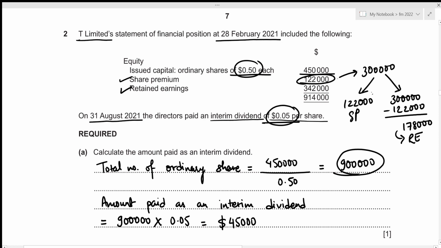So these two amounts of 122,000 and 178,000 will be recorded in our journal on the debit side, because these are the sources from which our issued share capital is being funded. And the headings under which these amounts will be recorded in the journal would be share premium for 122,000 and then retained earnings for 178,000. So let's record this in our journal.